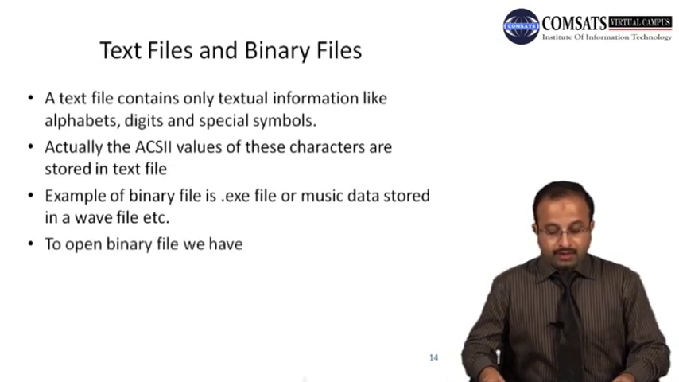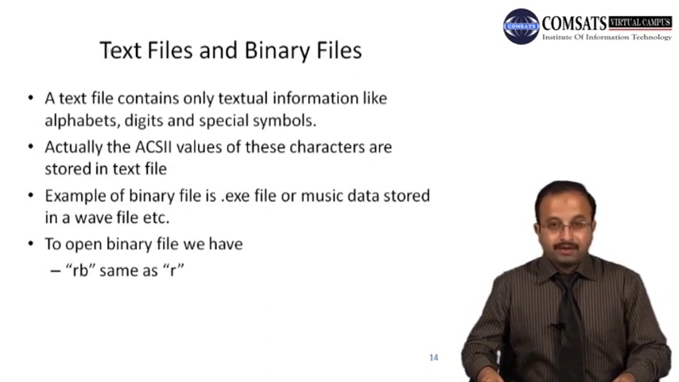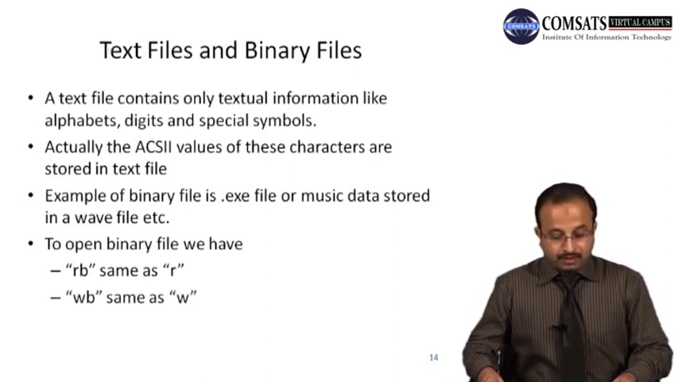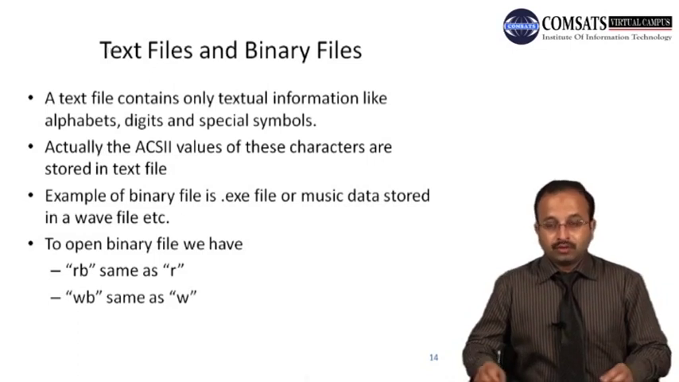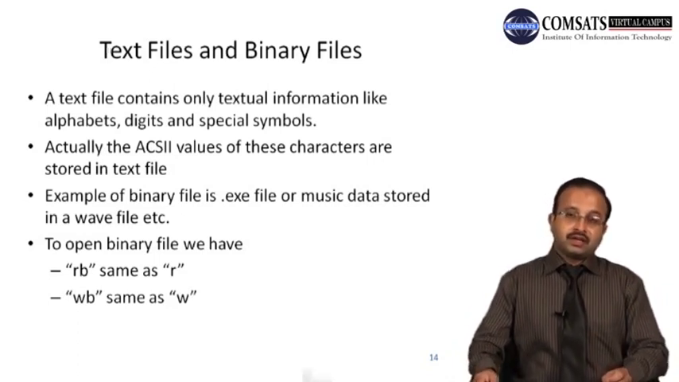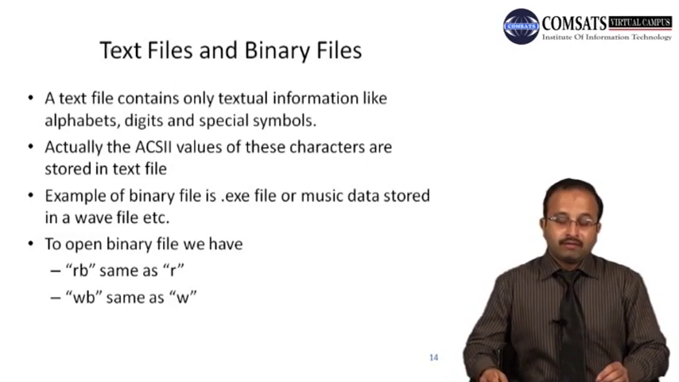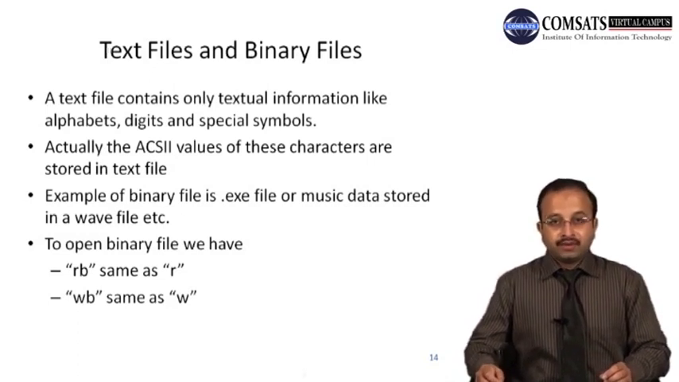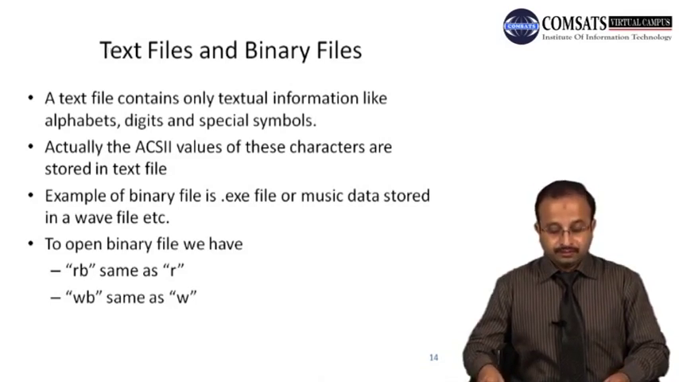To open the binary file, we have RB same as R, so read binary, and WB same as W. So जो W का पर्पस है कि अगर फाइल एग्जिस्ट कर रही है या नहीं कर रही, it creates a new file, वही पर्पस WB का है. फ़र्क क्या है कि W जो सिर्फ W है, that is for the text file, and WB is for the binary file. Similarly, R is for reading the content from the file, and RB is reading the content from the binary file.